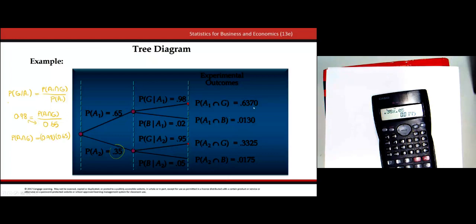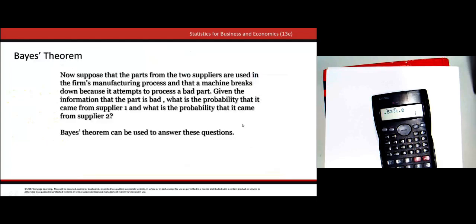We have 4 outcomes, and what is the sum of the probabilities of these 4 outcomes? It must be 1. Now let's verify: 0.637 plus 0.013 plus 0.3325 plus 0.0175. It must be 1. The sum of the probabilities of all experimental outcomes must be 1.